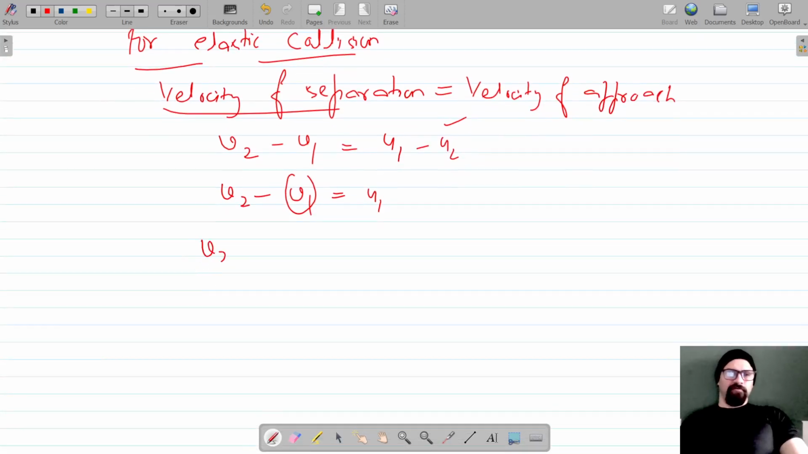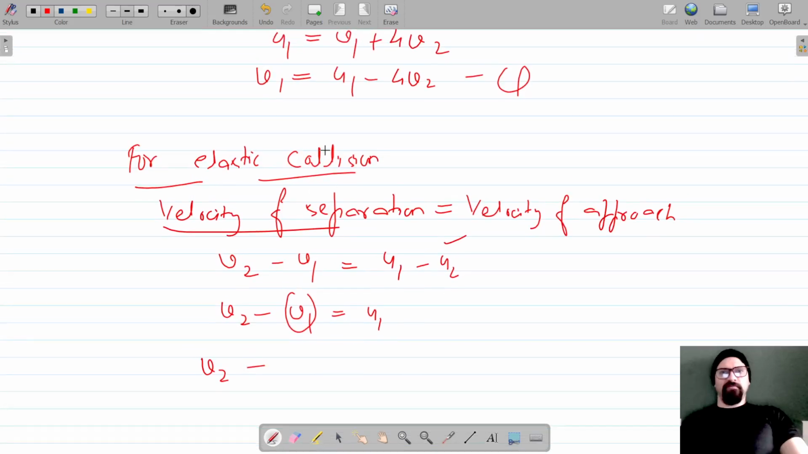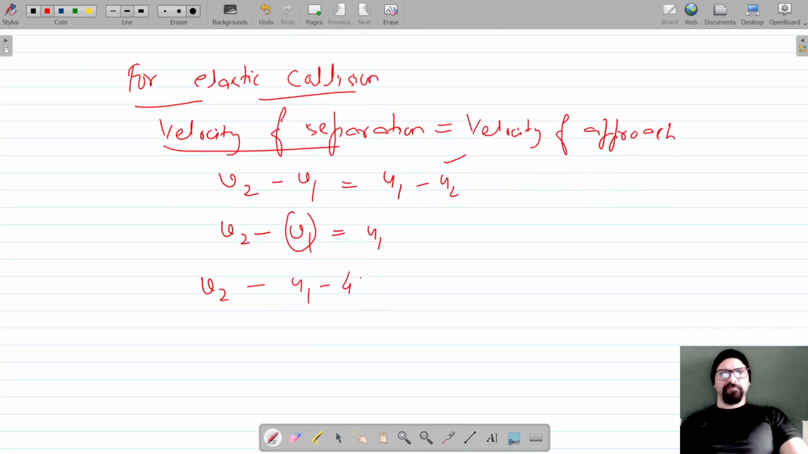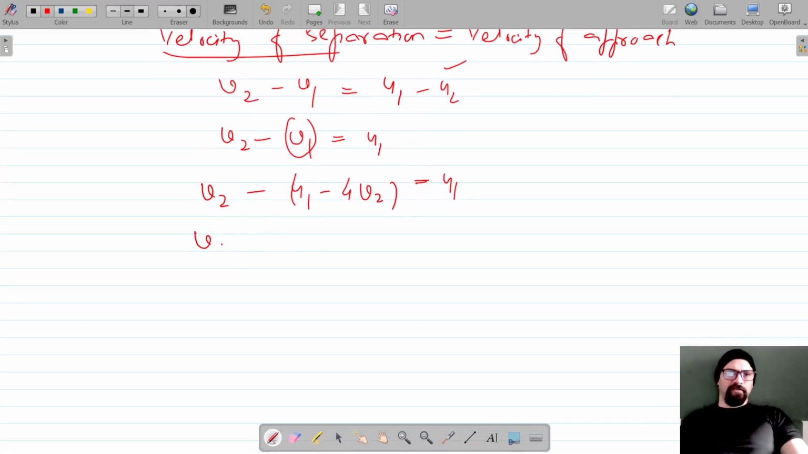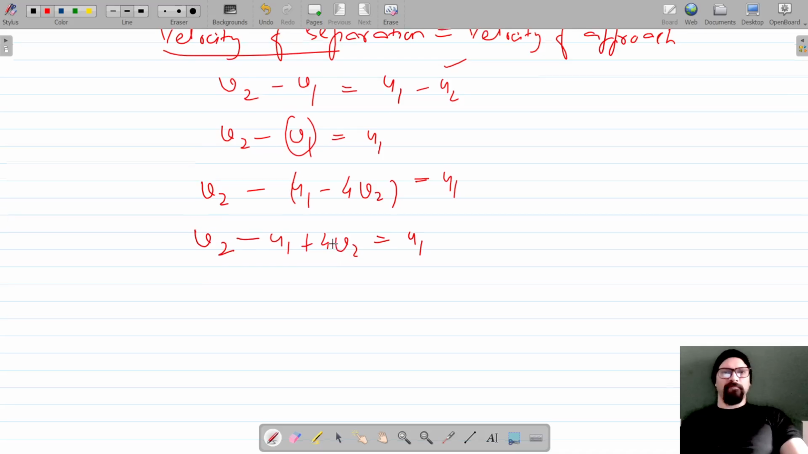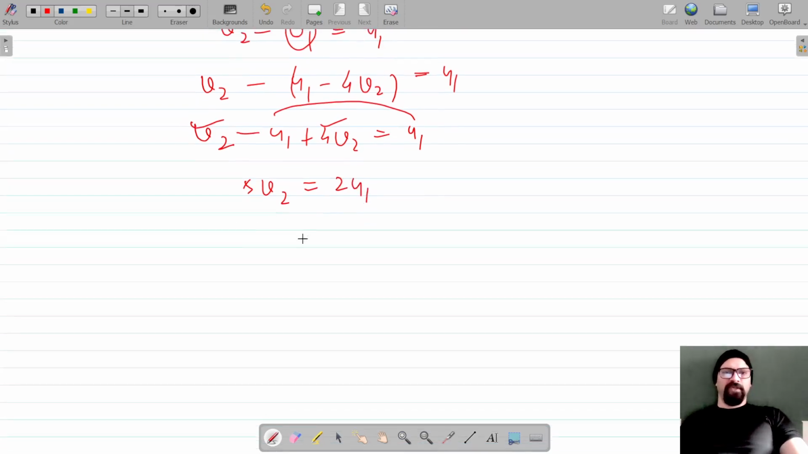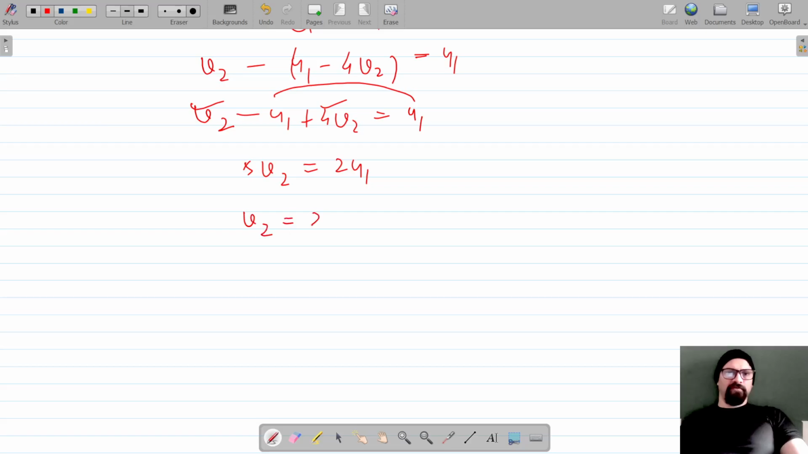We are going to replace the value of v1 here. So v2 minus v1, which is u1 minus 4 times v2, is equal to u1. If I open this bracket, the negative becomes positive, and v2 plus 4 times v2 is 5 v2, equal to u1 plus u1, which is 2 times u1. So we have the value of v2, that is 2 by 5 times u1.